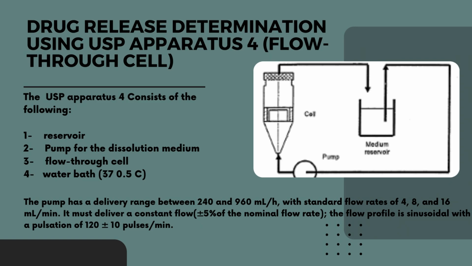The pump has a delivery range between 240 and 960 ml per hour, with standard flow rates of 4, 8, and 16 ml per minute. It must deliver a constant flow. The flow profile is sinusoidal with a pulsation of 120 plus or minus 10 pulses per minute.